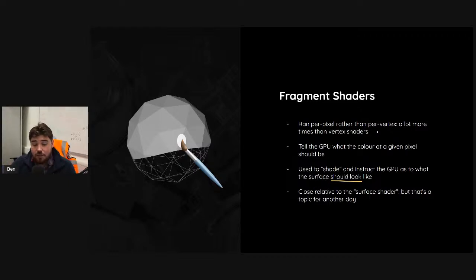So fragment shaders are different in the sense that they run per pixel rather than per vertex. So with vertex shaders, say you've got 100 dots, 100 vertices in your mesh. A vertex shader will run 100 times because there's 100 vertices.